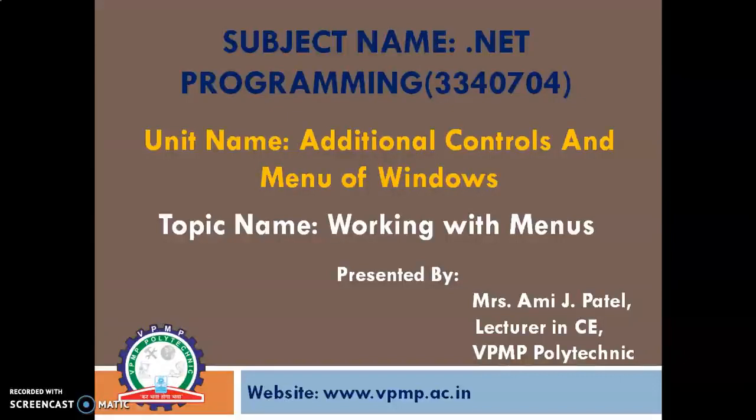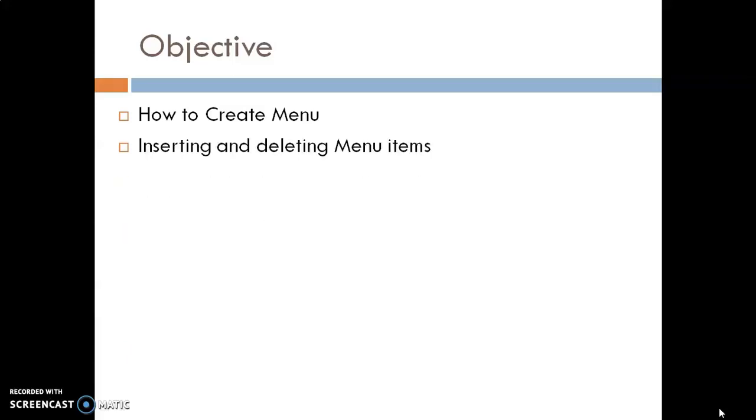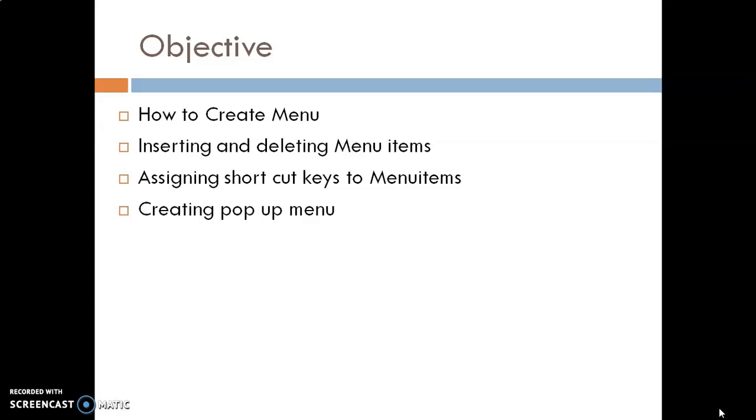Today's topic is working with menus, means how to create a menu, which is a part of unit number 3, which is additional controls and menu of Windows. Now start our session with objectives. In this video lecture, first of all we create menu, then in menu, we insert various menu items and delete some items. Then we discuss how to assign shortcut keys to menu items. Then creating pop-up menu.